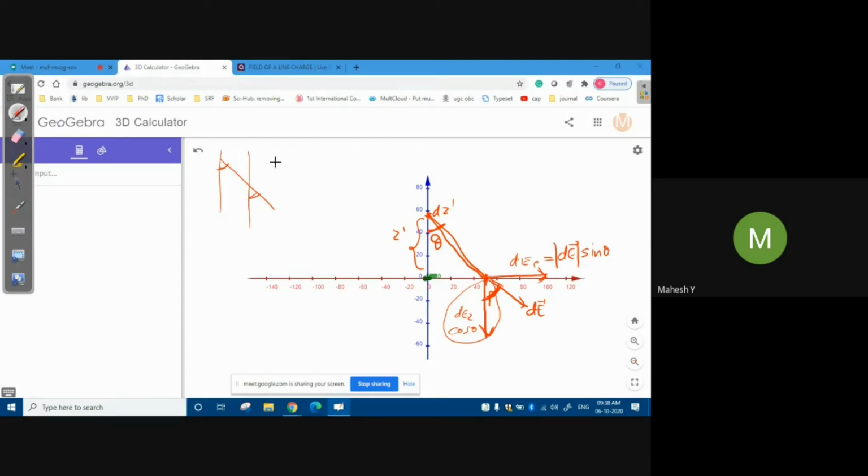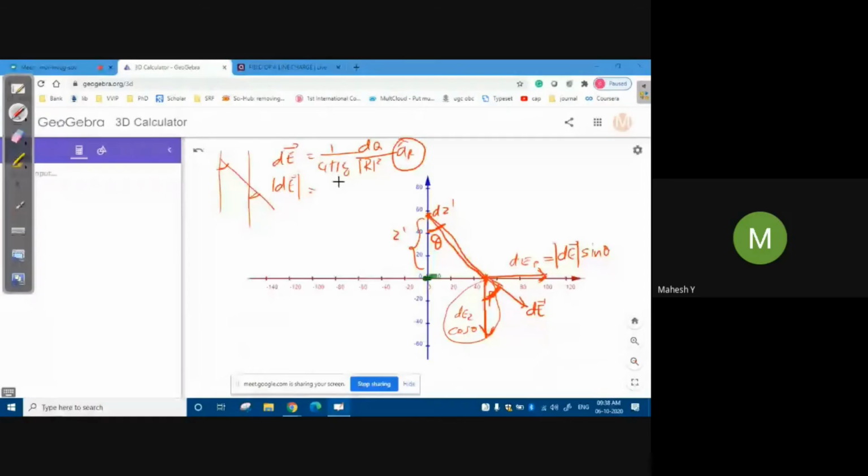Now, what is dE? dE is, we have discussed, 1 by 4 pi epsilon 0 charge divided by mod r square a r cap, right? So I want mod dE. So mod dE means its magnitude. So we don't have this vector. So 1 by 4 pi epsilon 0 dq divided by r square. R is also the magnitude of this length.